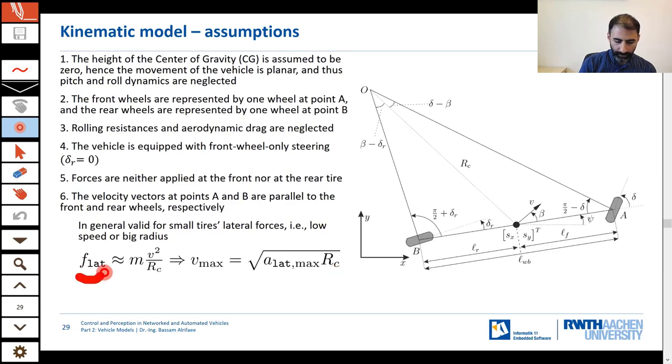Here is the lateral force, mass times acceleration, the Newton's law, and we can derive from it that the maximum acceleration is the root of A lat max times RC, and we can derive from it what is the maximum velocity for this model. So we define a maximum lateral acceleration, and we can derive from it a maximum velocity.